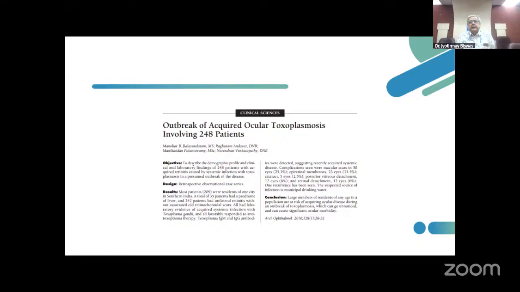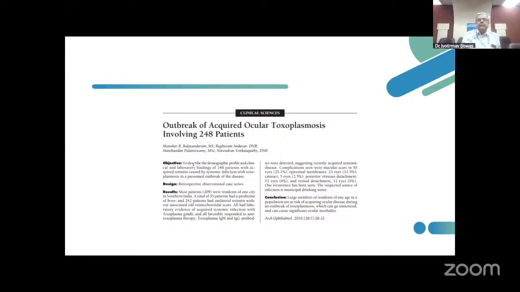What happened in Coimbatore: one of the municipality water tanks got contaminated with cat stool, and it infected the whole municipality population. They saw as many as 248 patients. So water can be a very good source. Contaminated water, uncooked meat, or unwashed vegetables can be sources.